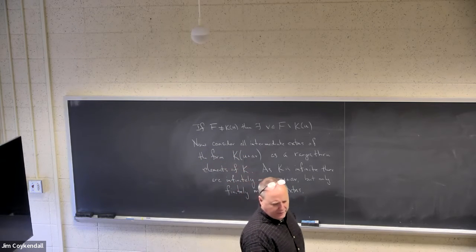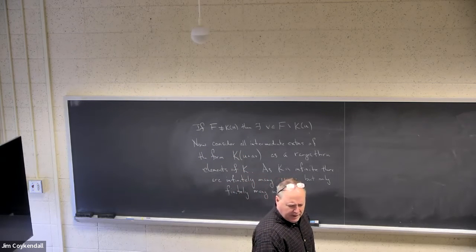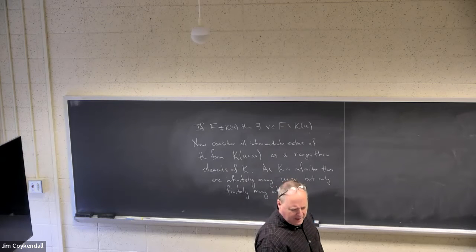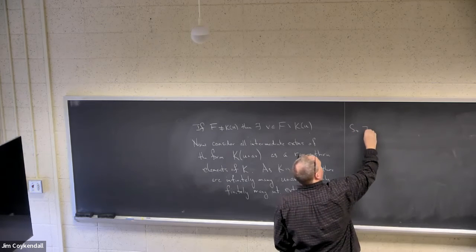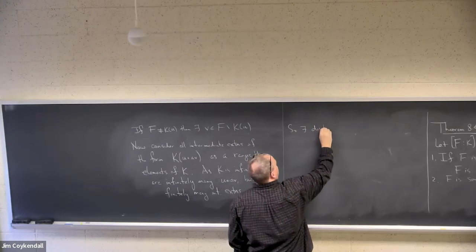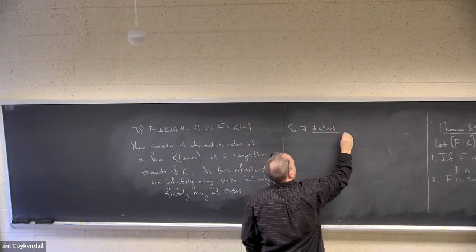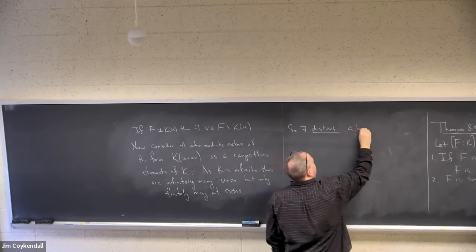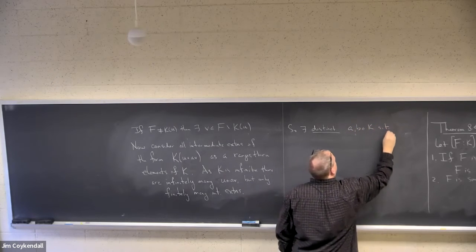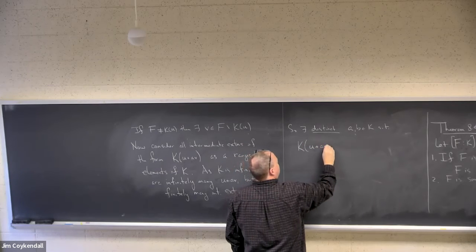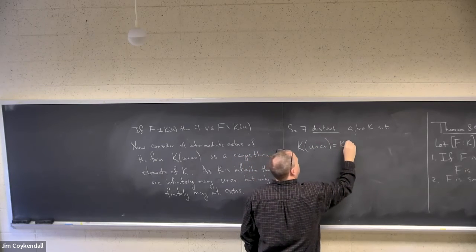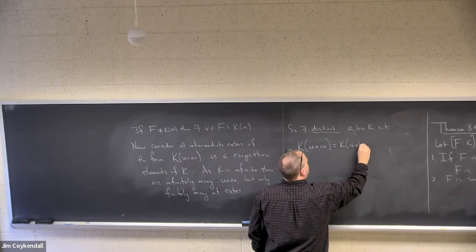And so that allows us to do a little pigeonholing. So there are a and b distinct elements such that K(u plus av) is equal to K(u plus bv).